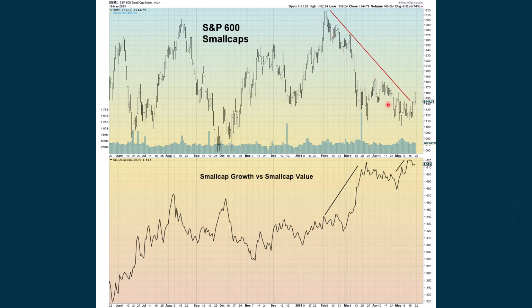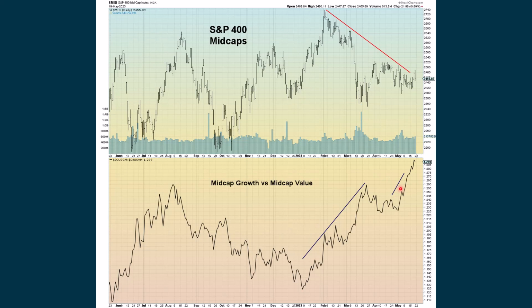This is a daily chart up on the top. Since the beginning of February, small caps have really been under pressure. But if you look inside of the small cap index and you compare small cap growth to small cap value, we are actually showing some strength here. So this shows internally that some buying is going on by the smart money that we need to be aware of. So we want to see this ratio continue to show improvement.